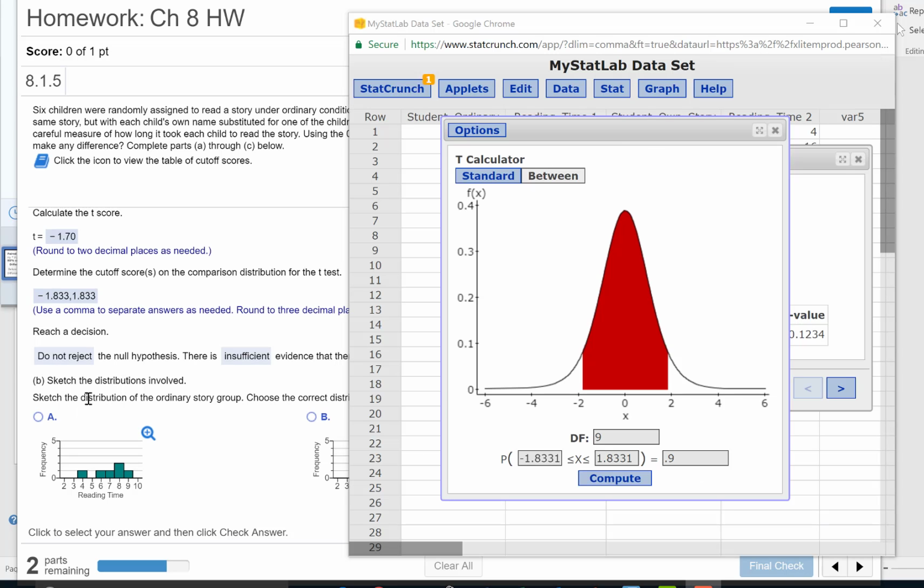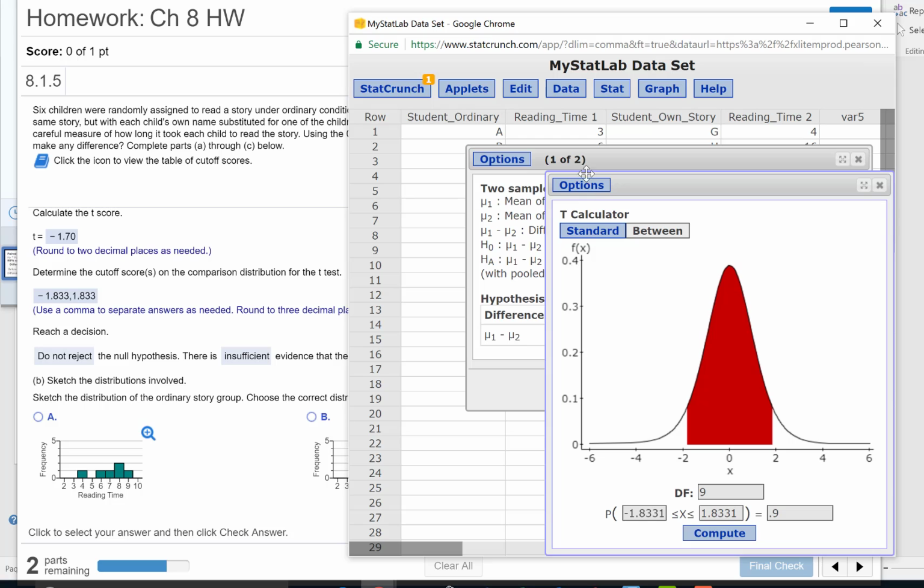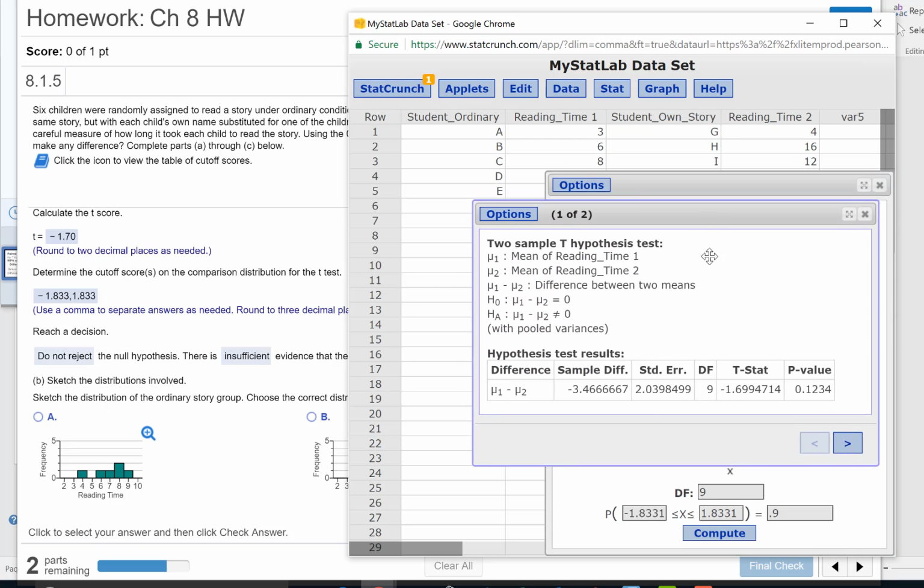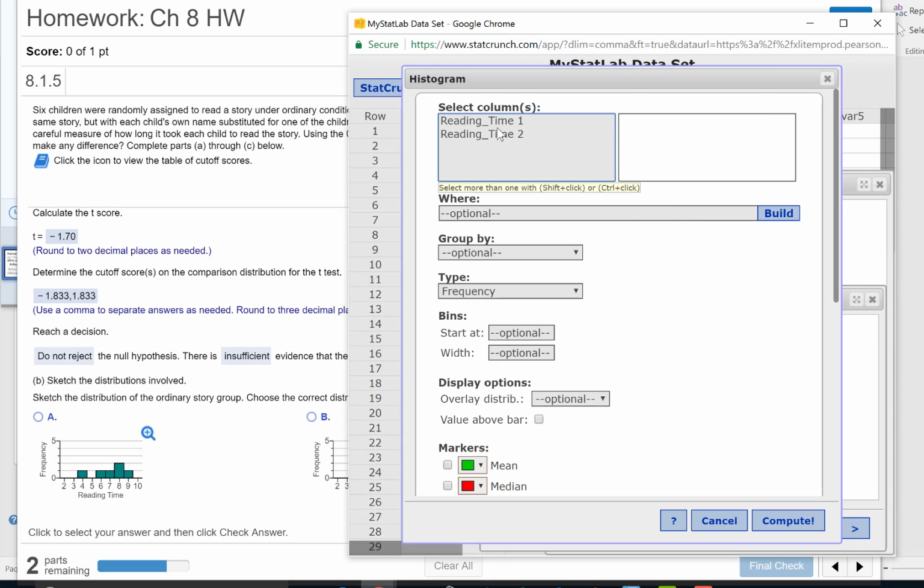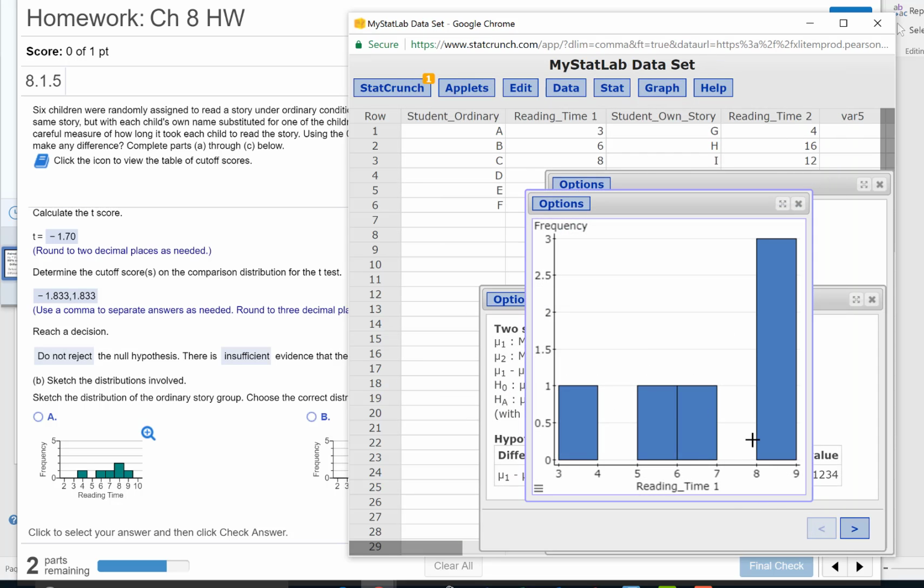So it wants us to sketch the distribution of the ordinary story group. And so we can use technology. This one's so small you could probably just do it in your head, but just in case it gives you a big one, we're going to go to graphs. We can do a histogram. And ordinary was the first one. We'll just take the defaults, see what that looks like.